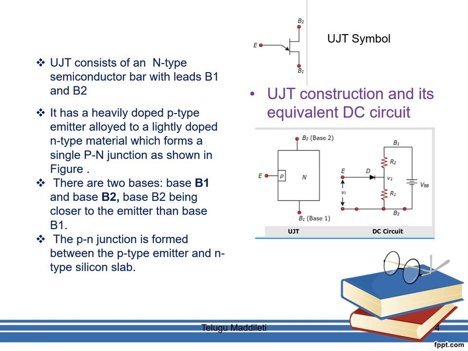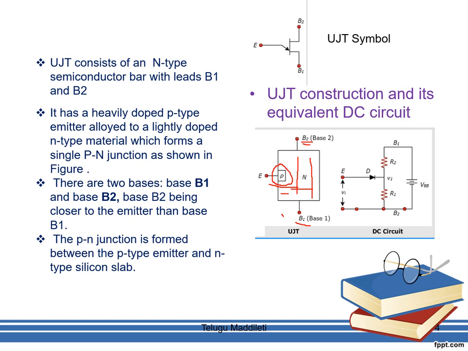UJT consists of an N-type semiconductor bar with leads base B1 and base B2. It has a heavily doped P-type emitter, allied to a lightly doped N-type semiconductor bar, which forms a PN junction, as shown in this figure. There are two bases, base B1 and base B2. Base B2 is very close to emitter compared to base B1. The PN junction is formed between P-type emitter and N-type silicon bar. This is the construction of UJT.